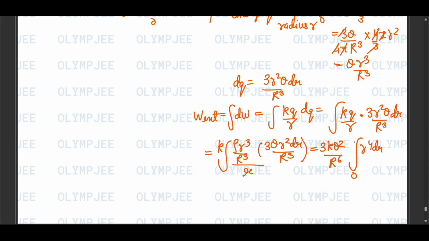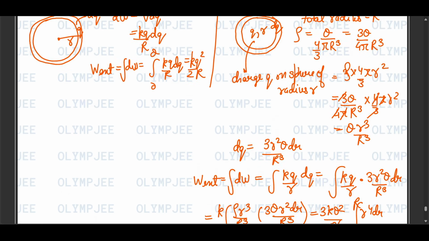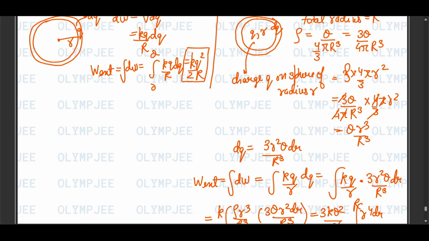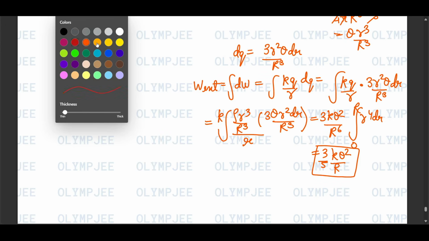from 0 to r, which gives us 3 by 5 kq square by R, no, kq square by r. So this is the self energy of a non-conducting solid sphere, right? These two results you might already be knowing. So now let us analyze the question.